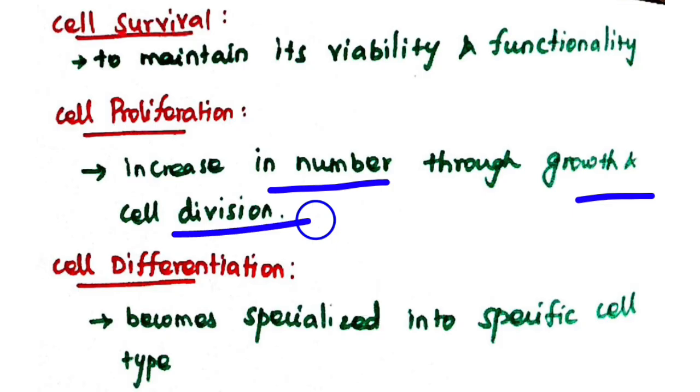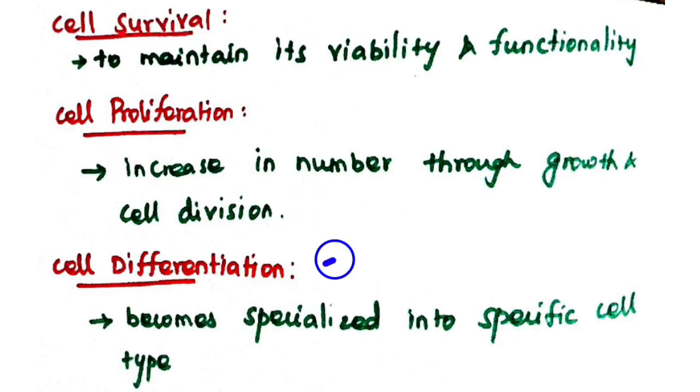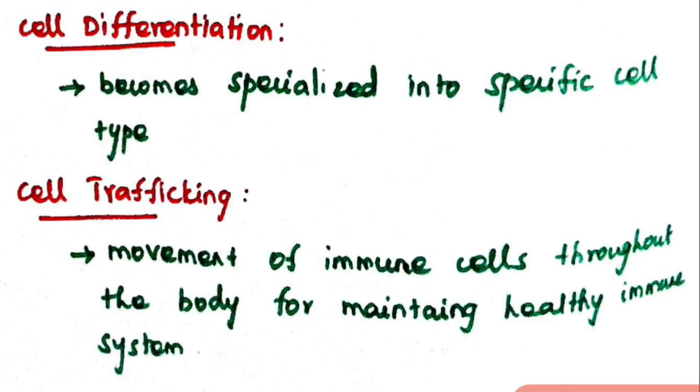growth and cell division. Then cell differentiation. Cell differentiation is a process whereby a cell becomes specialized into specific cell types with distinct functions. Then the next one is cell trafficking. Cell trafficking refers to movement of immune cells throughout the body for maintaining a healthy immune system. Movement of cells throughout the system is known as cell trafficking.